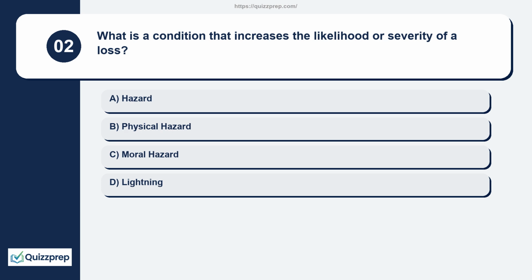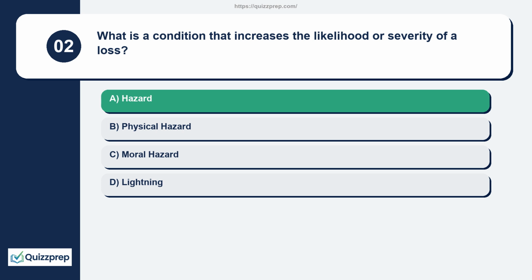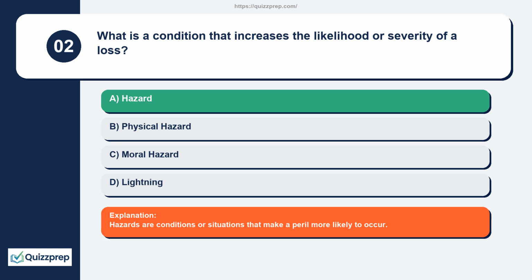Question 2. What is a condition that increases the likelihood or severity of a loss? Hazard, physical hazard, moral hazard, lightning. Hazards are conditions or situations that make a peril more likely to occur.